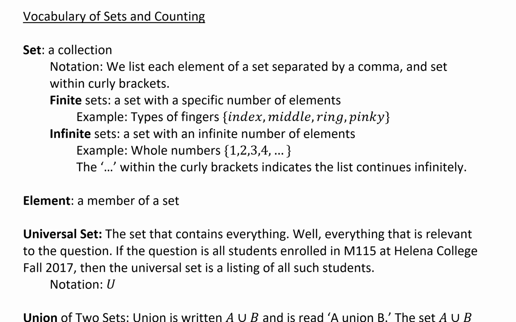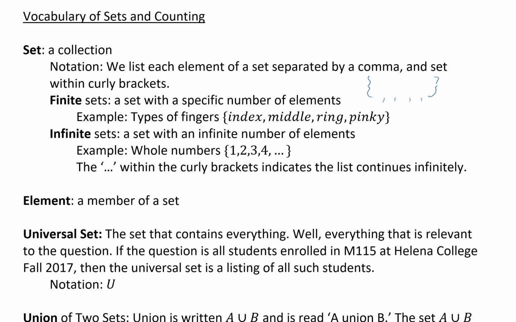This video covers vocabulary of sets and counting along with an example of using the various notations connected with these vocabulary terms. A set is a collection, and the notation that we use for a set has commas in between each element, and on the outside of the set, curly braces or brackets. So you're going to see sets described with curly brackets and commas between every element.